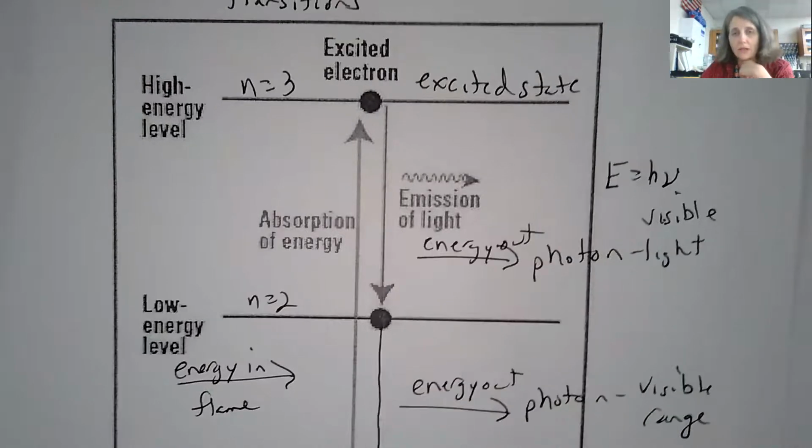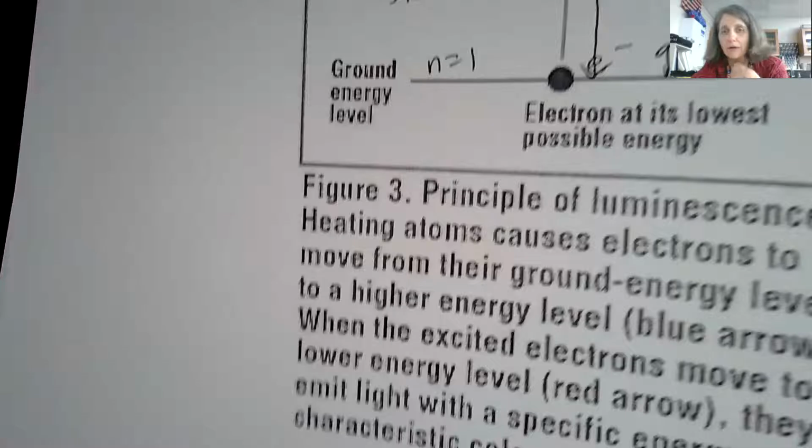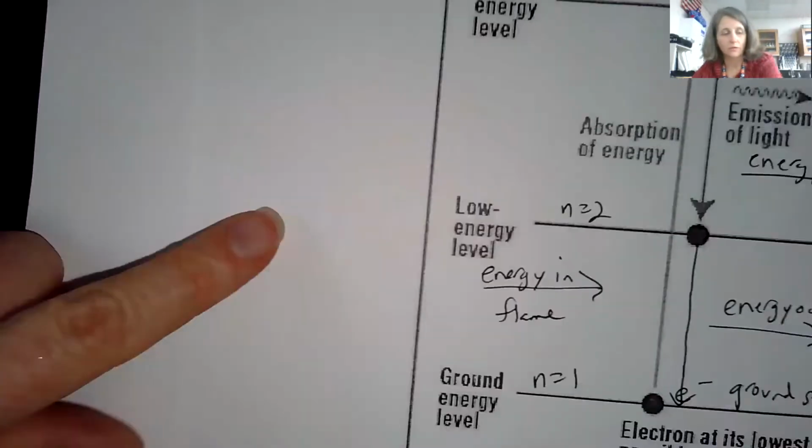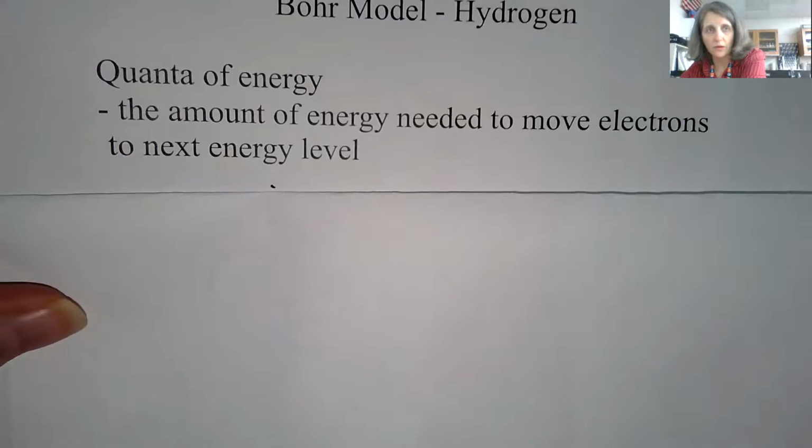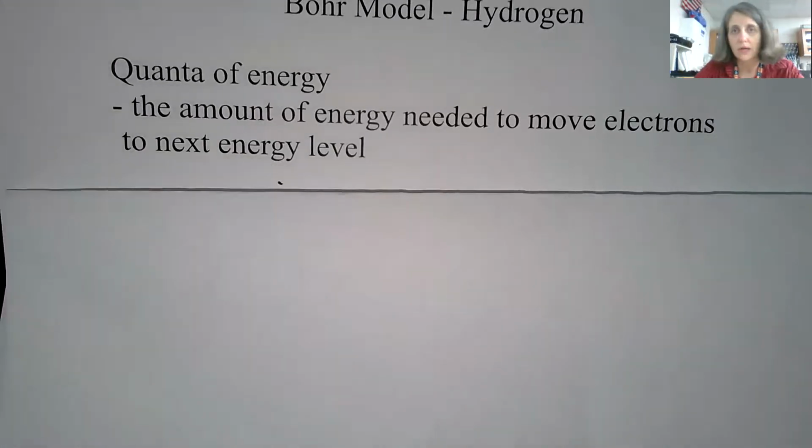So two definitions that I want you to write down. And again, if you have some space down here or maybe over here on the left, are two sets of words that you're going to hear being used. One is the big one, which is what we call the quanta of energy. So quantum energy means the amount of energy needed to move electrons to the next energy level. So it needs to be a certain quantity. If I don't have that amount of energy, I can't get it to go to an excited state.